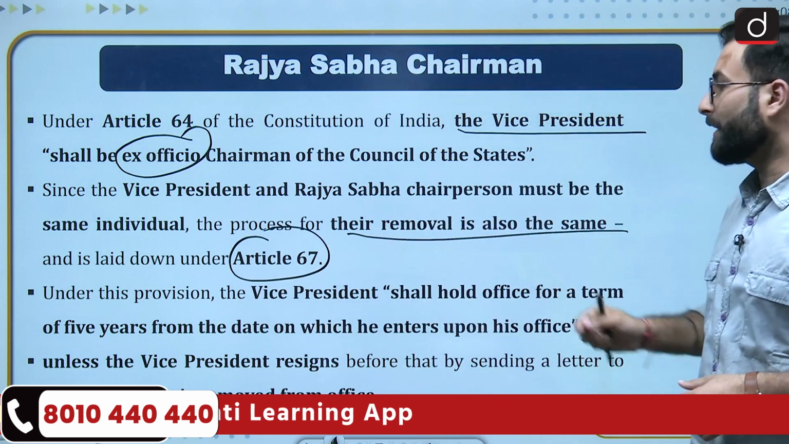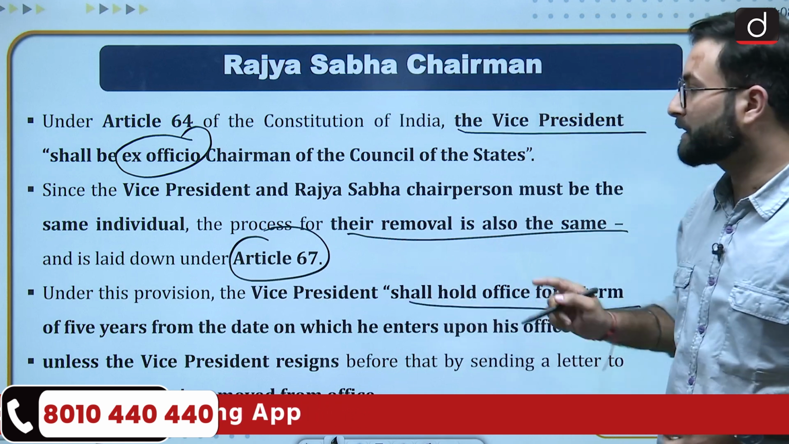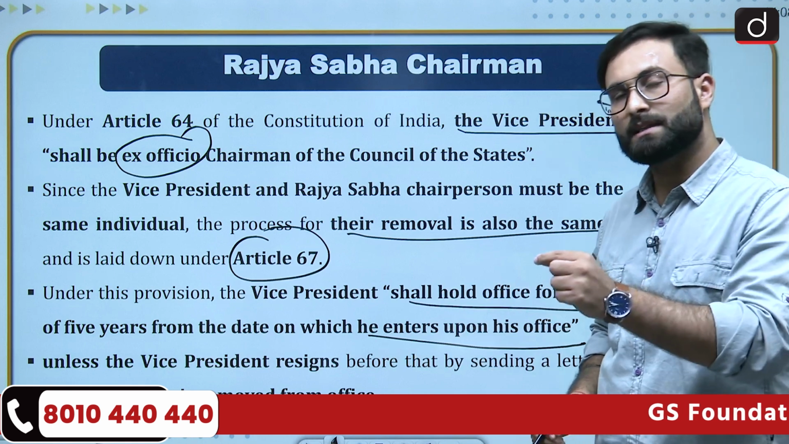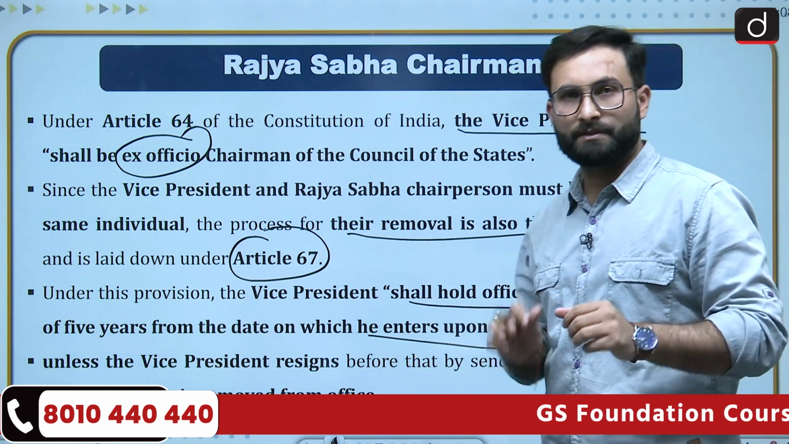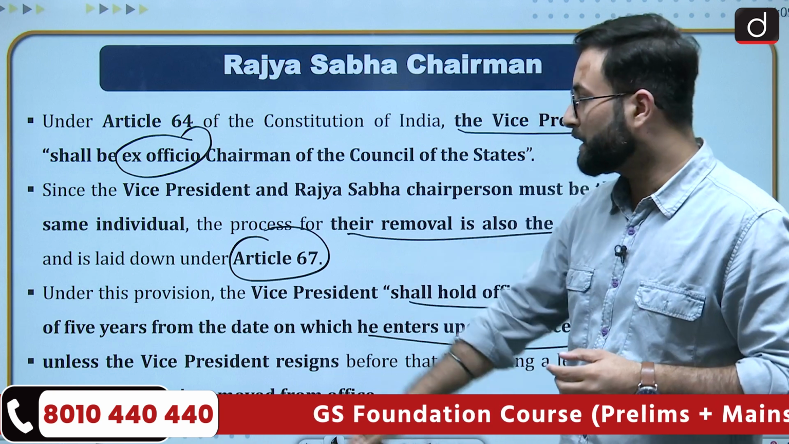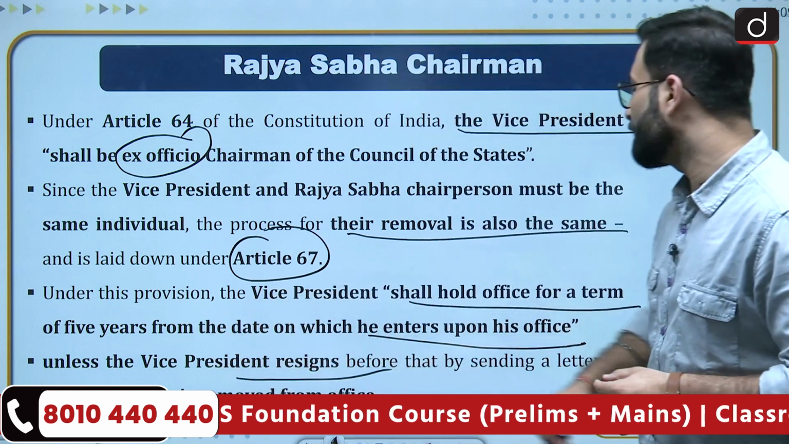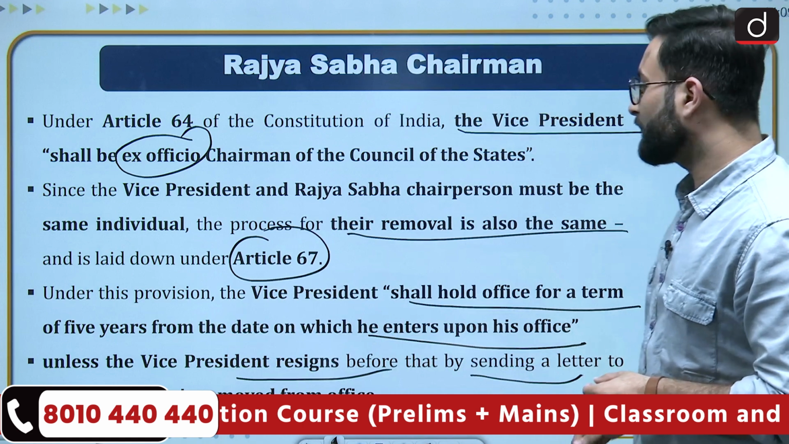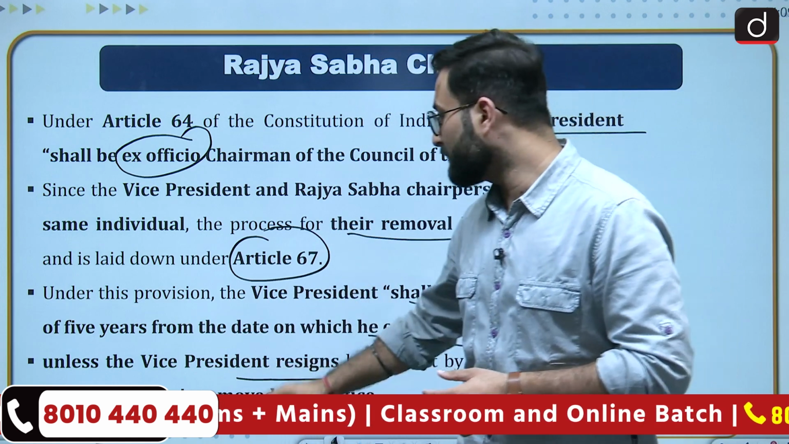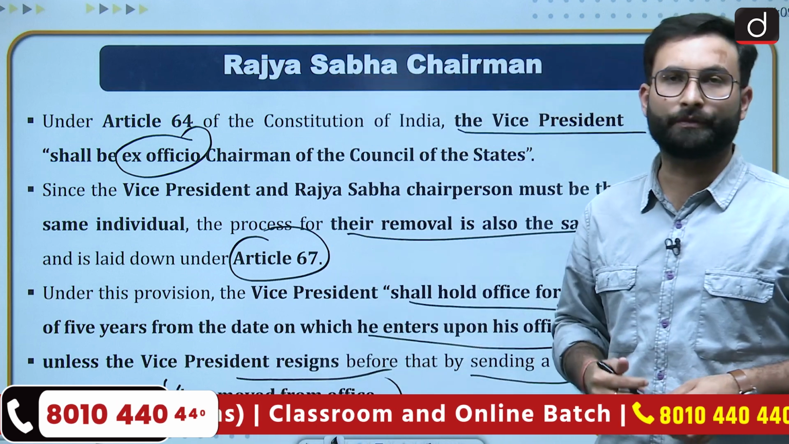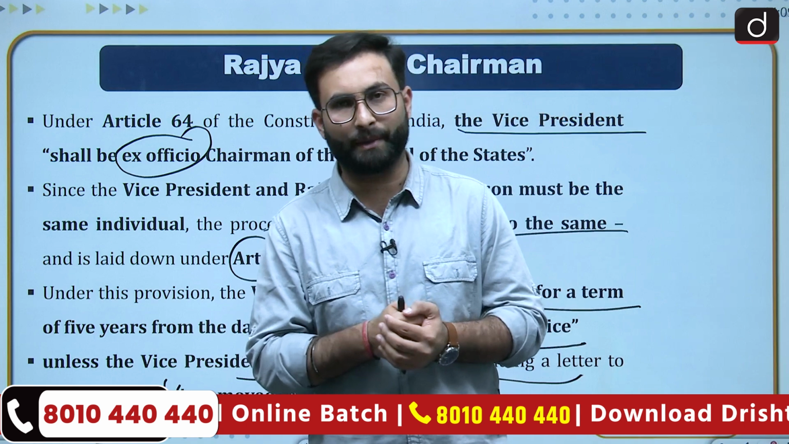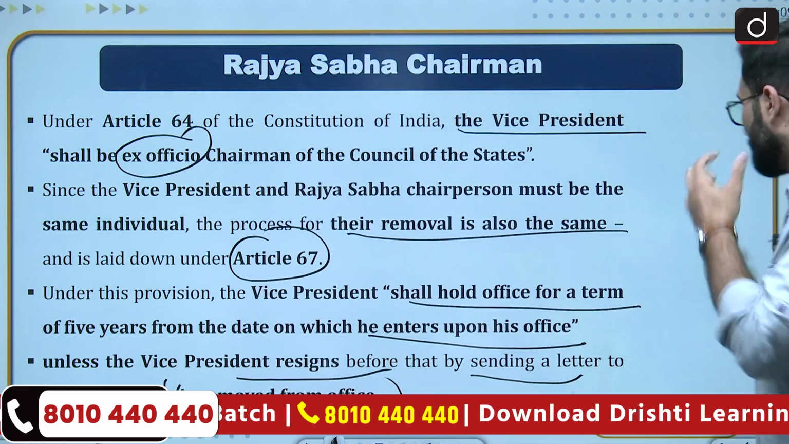Under this provision, the vice president shall hold office for a term of 5 years from the date on which he enters upon the office. So basically the term of office for the vice president is 5 years unless he resigns or is removed. Here you can see, unless the vice president resigns before that by sending a letter to the president, who he will be sending the resignation to, that is the president, or is removed from the office, and who will remove him from the office, that is basically Parliament.